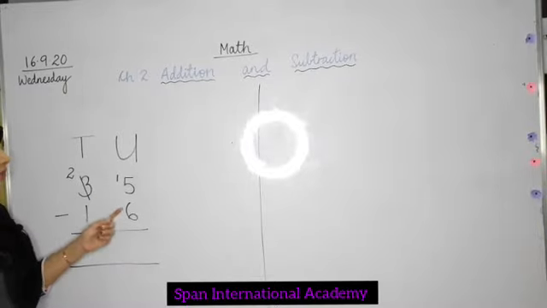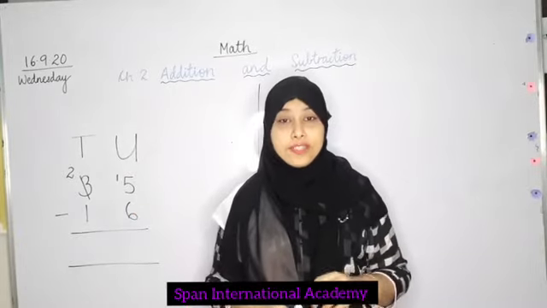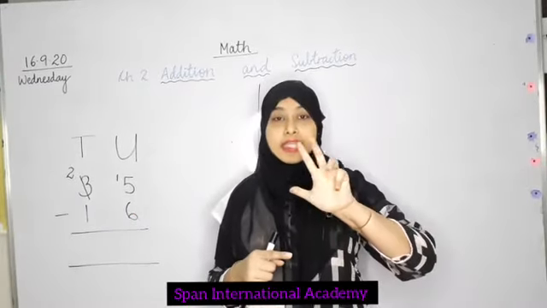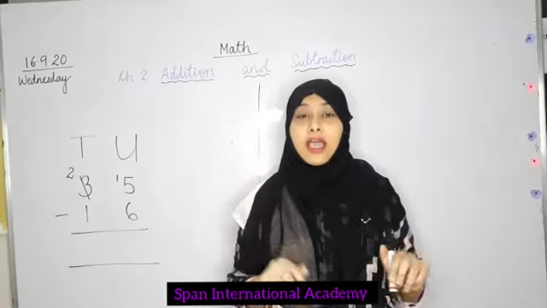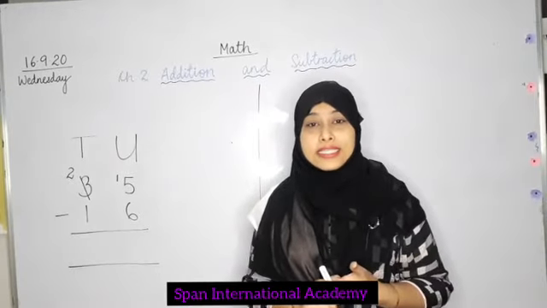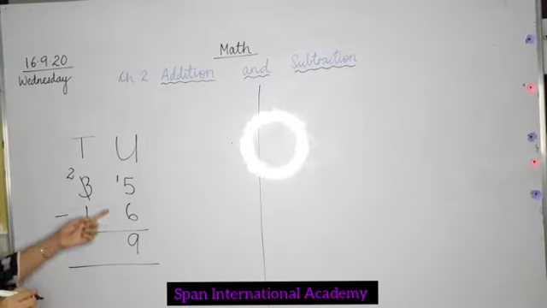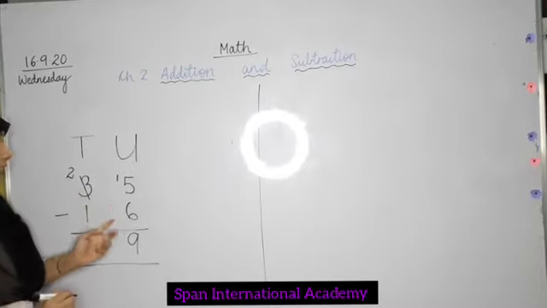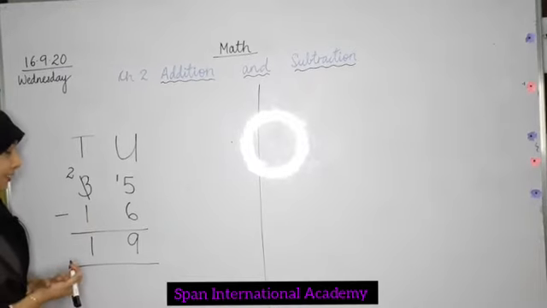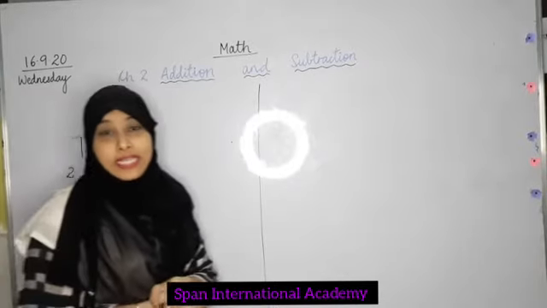Now we have to do 15 minus 6. What am I going to do? I will start counting after 6 till 15. So 6, 7, 8, 9, 10, 11, 12, 13, 14 and 15. What do we get? We get the answer as 9. So we will write 9 over here. And 2 minus 1. 2 minus 1 gives me 1. 35 minus 16 will give us the answer as 19. Yes, this is what we saw in our previous class.